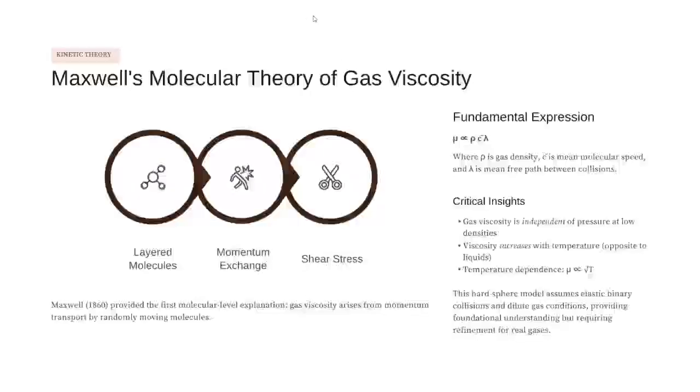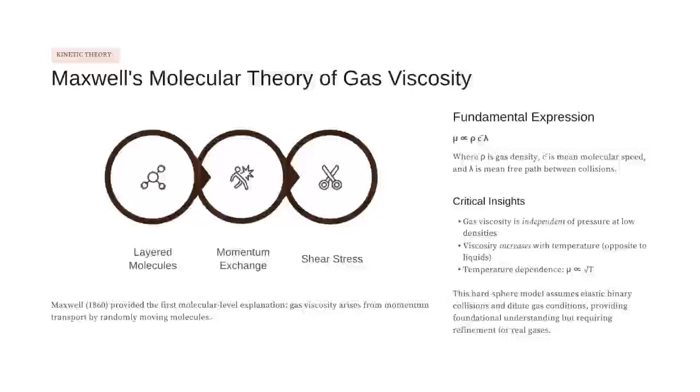Now we have Maxwell's molecular theory of gas viscosity. In this, Maxwell provided the first molecular explanation of gas viscosity. He showed that viscosity arises from momentum transport by randomly moving molecules. The fundamental expression is mu is directly proportional to rho times average molecular speed times mean free path.